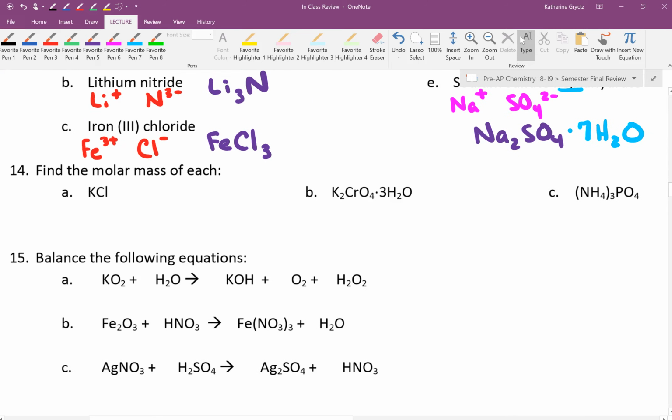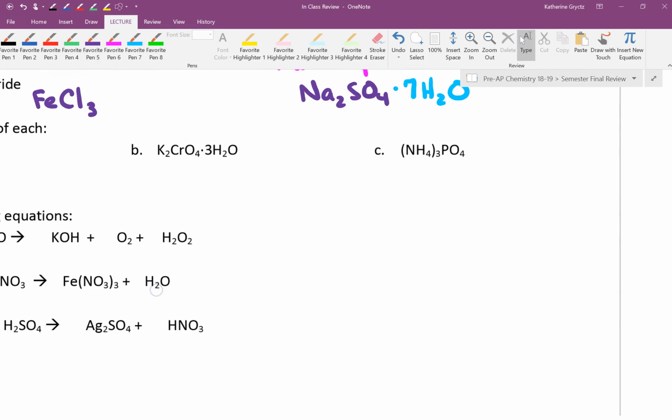Okay, next up is about molar masses. So molar masses, I think we should all be pretty good with now. I'm going to just do B and C. You can check the answer for A. But B and C are a little more complex, so I just want to make sure that you can do this. So you don't have to show the work for molar masses because we do it so frequently. But I'm going to show it for B just to make sure you understand what we're doing.